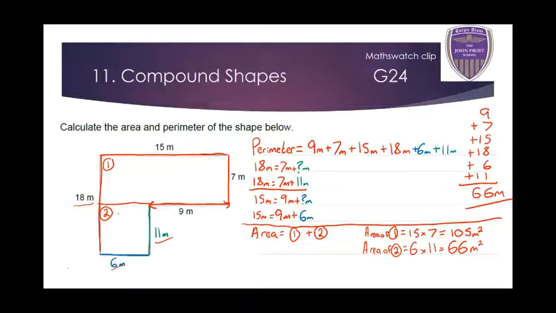So in the final step now, to find the area of the whole shape, we need to add the areas of 1 and 2. So the area of 1 was 105 meters squared. Area of shape 2 was 66 meters squared. And if you add those two up, you should get 171 meters squared. And that is the final answer to the area of this compound shape, 171 meters squared.